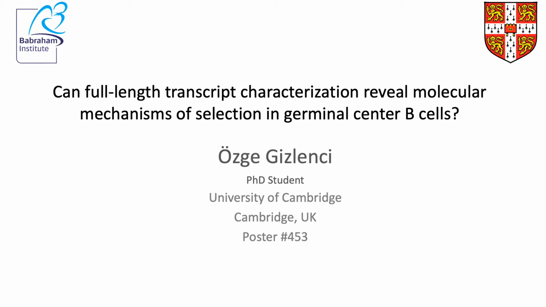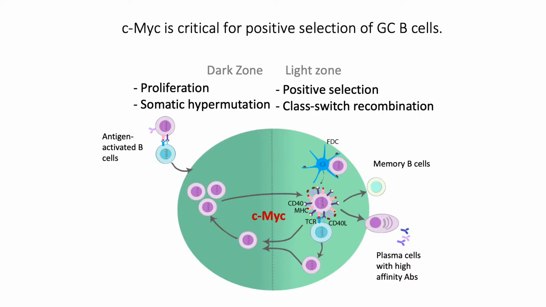In my poster, I presented a workflow for the transcript characterization of germinal center B cells to reveal the molecular mechanism of positive selection. Germinal centers are specialized areas in secondary lymphoid tissues in which B cells undergo affinity maturation. Abnormal functioning of them might lead to malignant disease such as Burkitt cell lymphoma.